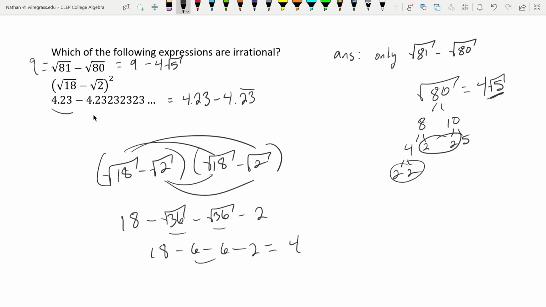And the last one here, we have 4.23, that's not irrational, that's a terminating decimal. And then we have 4.23 repeating, where 23, 23, 23, that's the same thing as this bar symbol above the 23. That's also rational. And a rational number minus a rational number cannot make it irrational. So these two are rational, or actually, more specifically, the second one is just a whole number, but only the first one here is irrational.